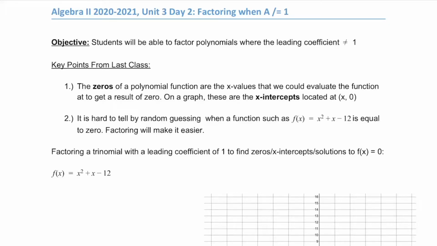All right, here we go. Unit 3, Day 2, factoring when a is not equal to 1.